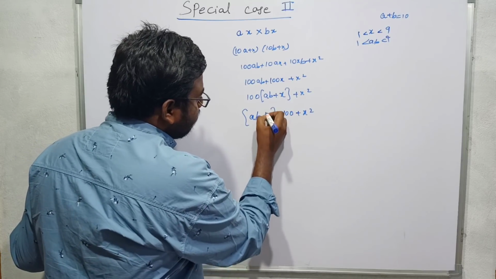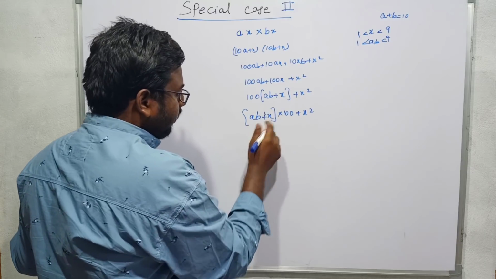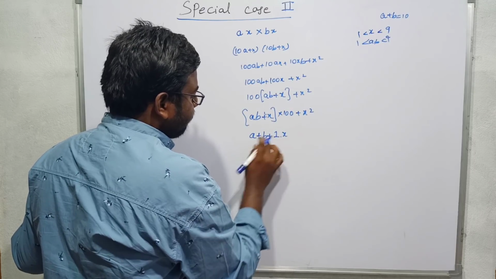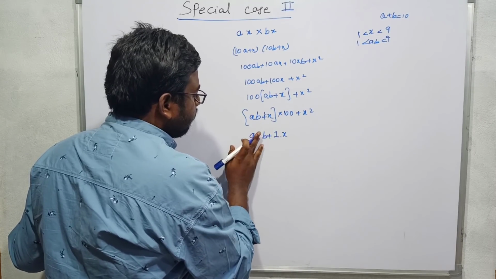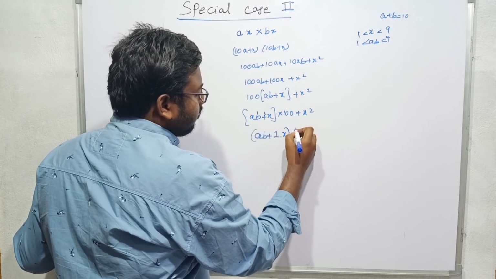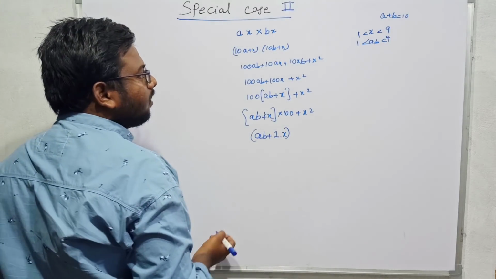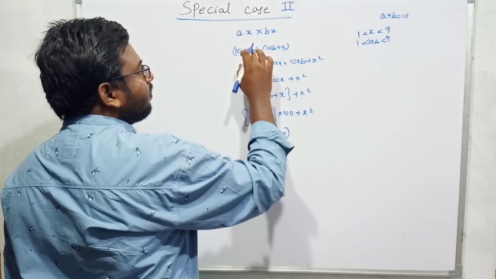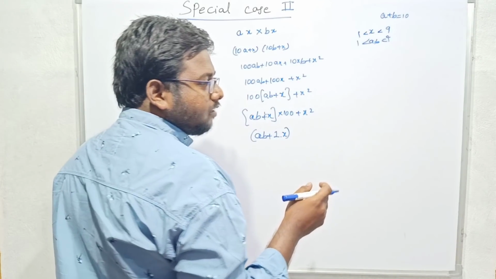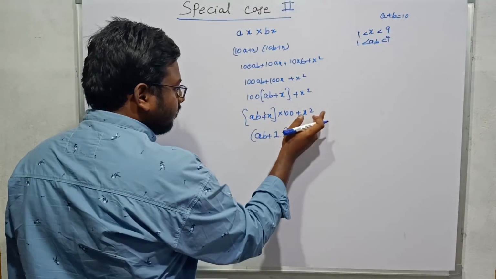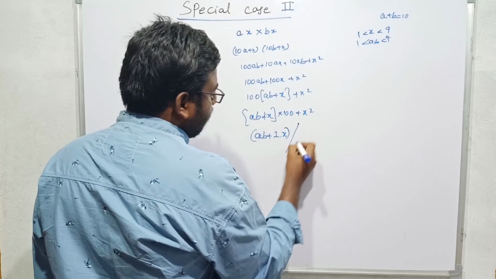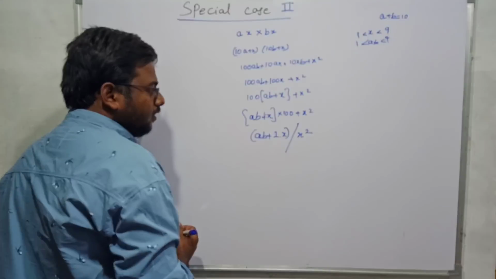Remember this x as 1 into x. That means I can write this as ab plus 1 into x into 100 plus x square. Here x square is always a strictly single digit number, so the maximum value of x square will be 81. So this does not increase more than 2 digits, so this will be merged with this 100, and I can write this as beside x square.